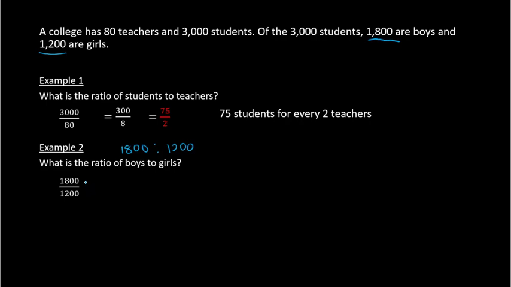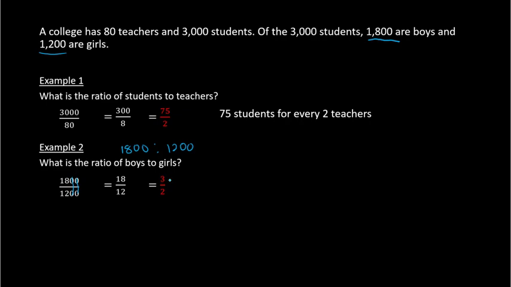So we want to reduce this fraction, reduce this ratio, and we can do that first by dividing the top and the bottom both by 100, because they both end in 2 zeros. When we do that, we're going to have 18 on the top and 12 on the bottom. And then from here, notice 18 and 12 both can be divided by 6. If we divide 18 by 6, we get 3, and 12 divided by 6 is 2. And this is as far as we can take this ratio.